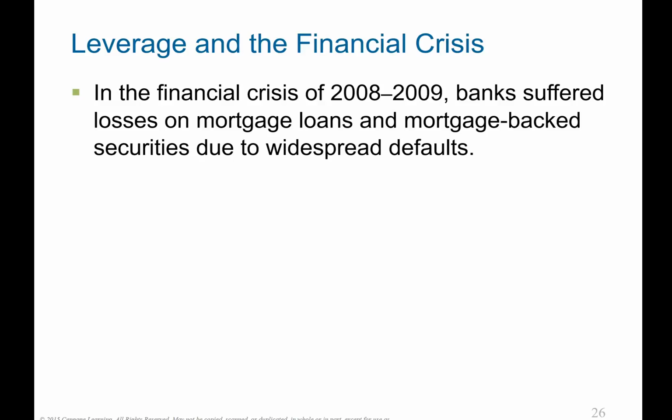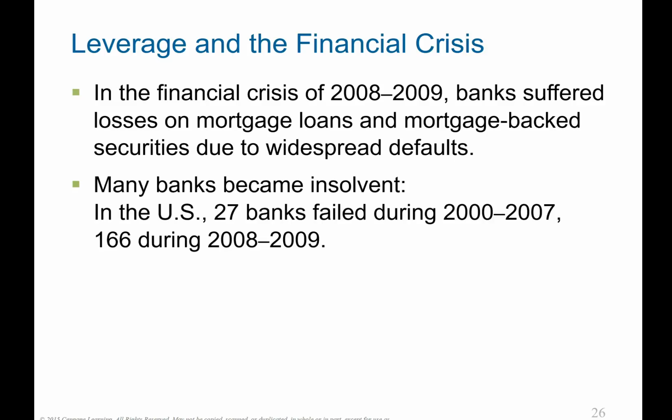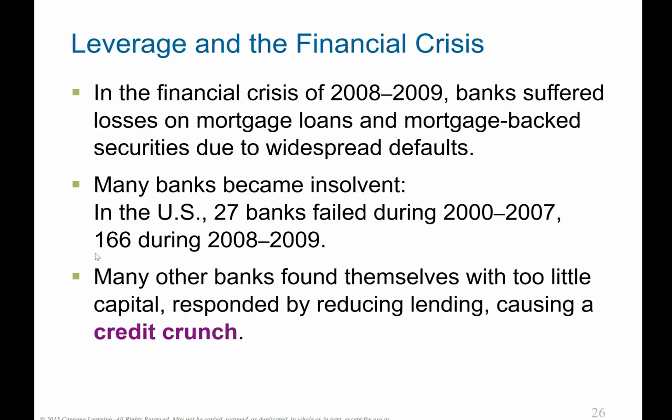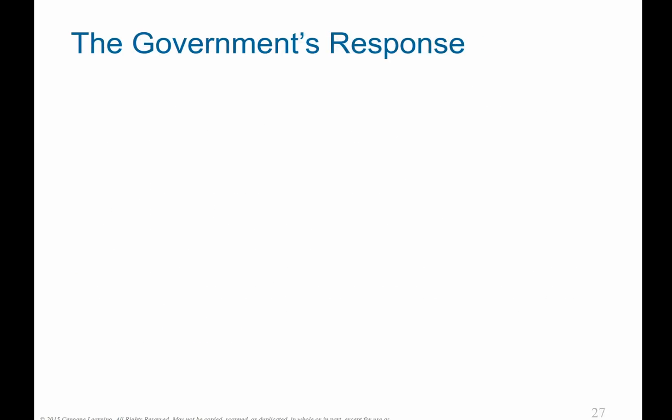And the reason that this is an important thing to understand, we can see it most recently in the financial crisis of 2008, 2009, the banks were holding on to a lot of bad debt, mostly losses on mortgage loans and mortgage-backed securities, and this had to do with the defaults that were going on. Many banks became what we call undercapitalized or insolvent, and in the United States, 27 banks failed from 2000 to 2007. However, during this crisis alone, just in 2 years' time, 166 failed. So lots and lots of banks found themselves with not enough capital, and they responded by reducing lending, which created a credit crunch, which affected borrowers in all different areas.